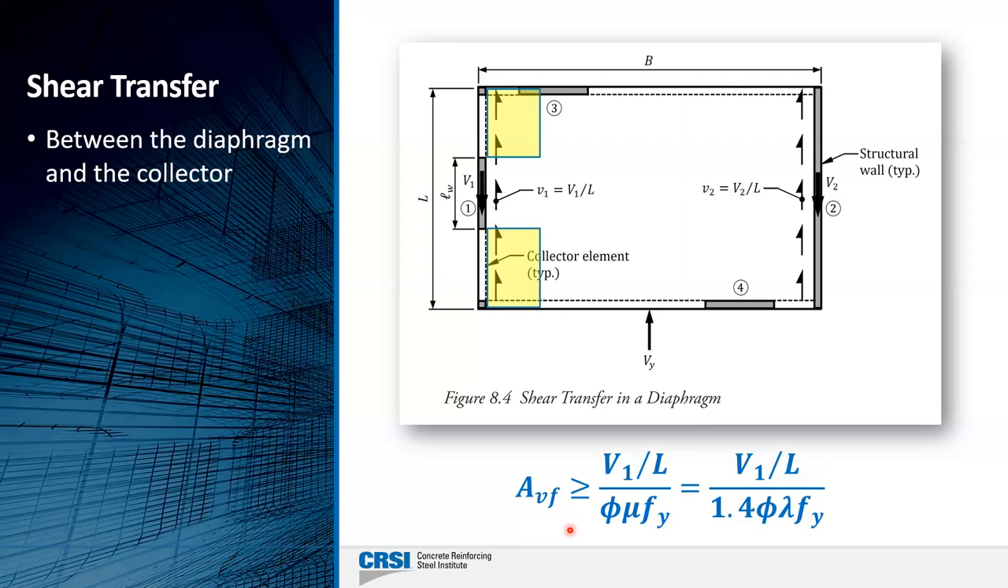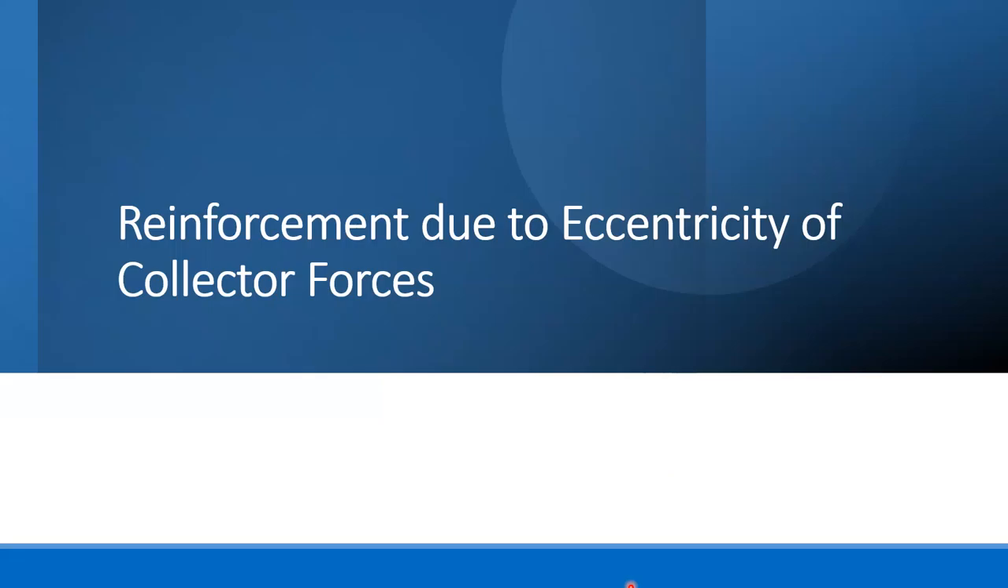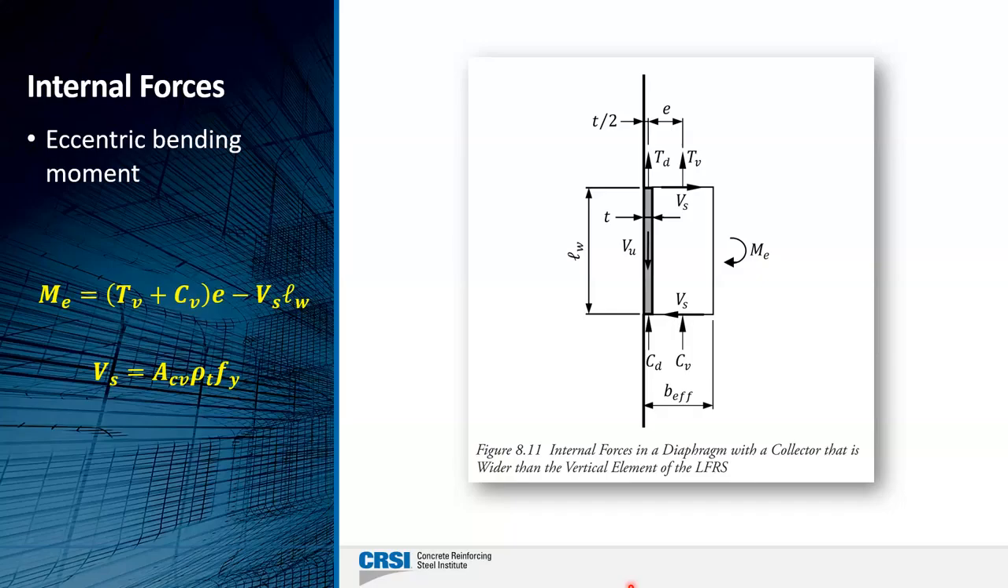And whatever bars that you have for flexure will have enough capacity to be able to carry both the flexure and any transfer between the diaphragm and the collector. There could be cases where you need to beef those up a little bit, but generally speaking, you won't have to worry about that. Now, we're going to look at reinforcement due to eccentricity of collector forces. This is the case where we make the collector wider than the vertical element it's framing into.